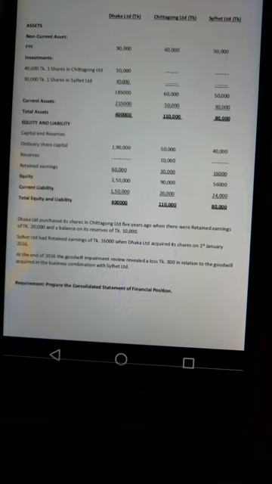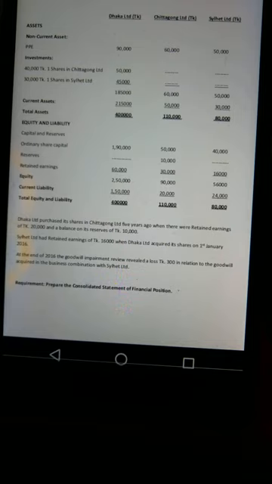So today I am going to show you how to compute the consolidated statement of financial position in a very easy way. If you watch this video, I believe you will learn the consolidated financial statement very easily. So let's not waste any more time. Let's go to the math.